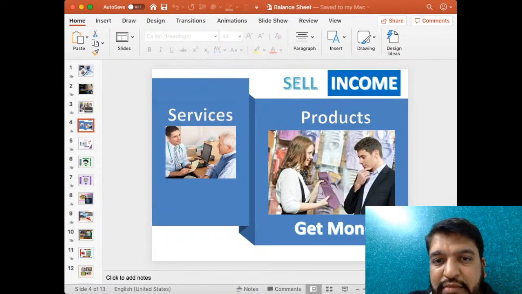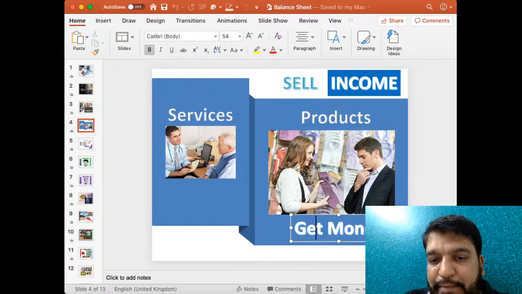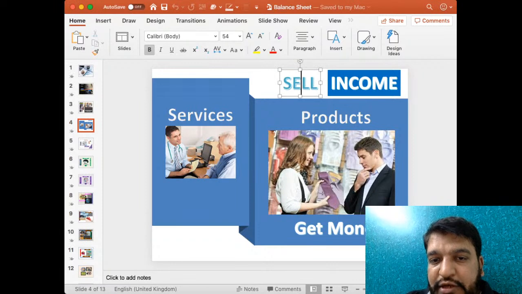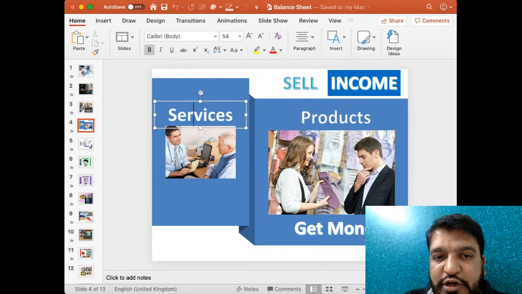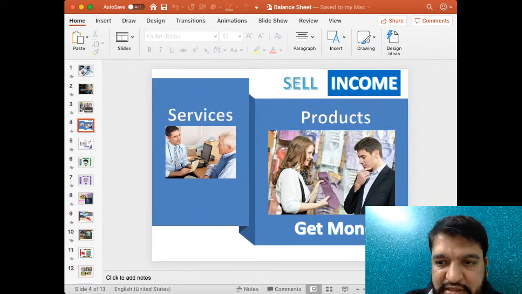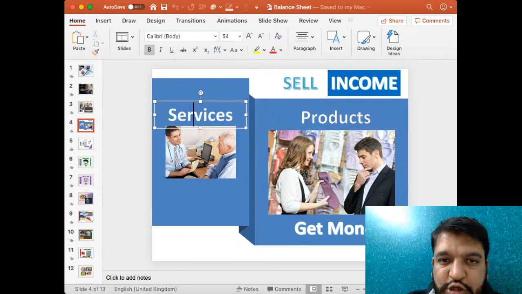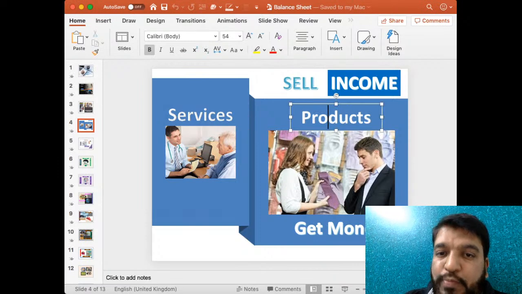Income is when you sell for money, you get money, right? Here this girl, you can see she's selling. You can sell either products or services. Like here a doctor is there. He's not selling any product, but he's selling his services, his consultancy, his knowledge, his advice. So this is service.